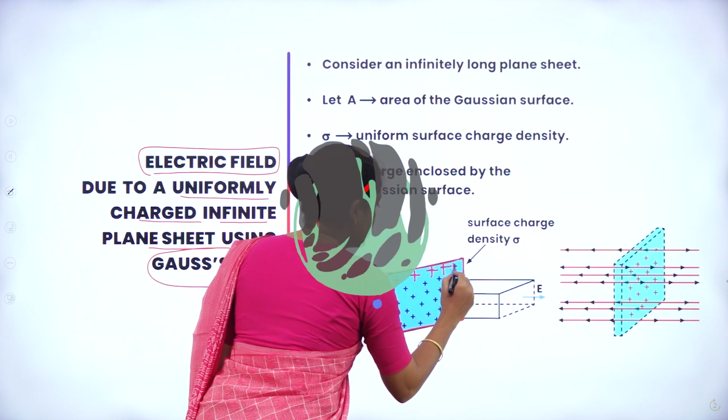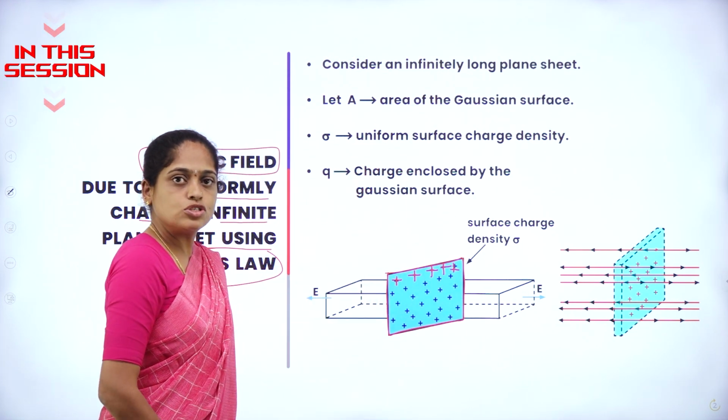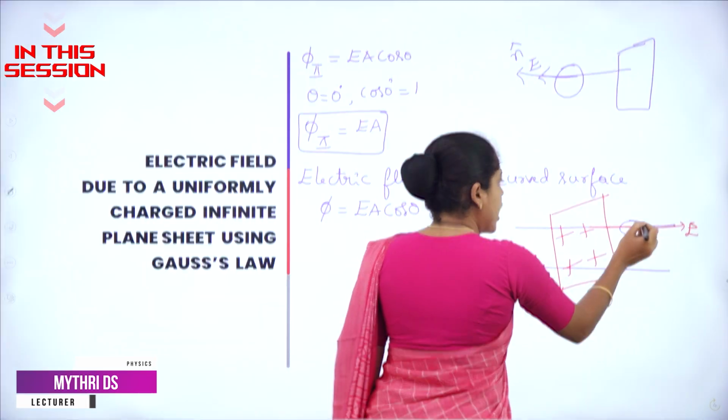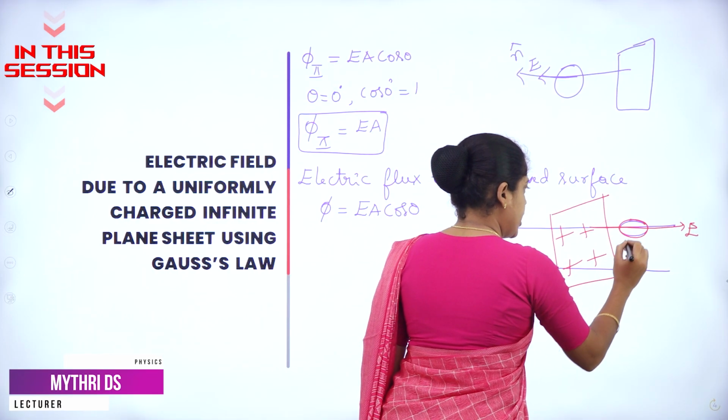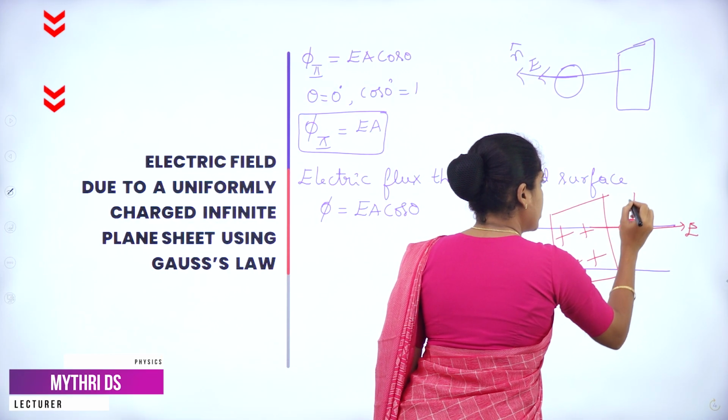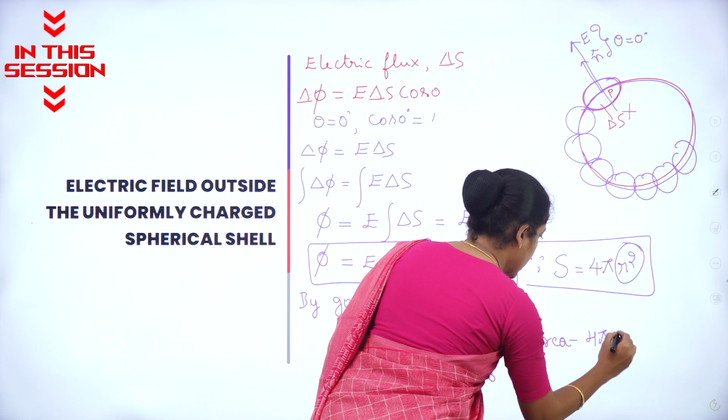This represents that the plane sheet is uniformly charged, and the direction of this area is always perpendicular and outward. The area is 4 pi r squared.